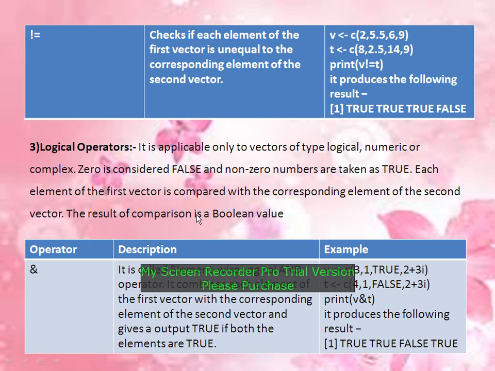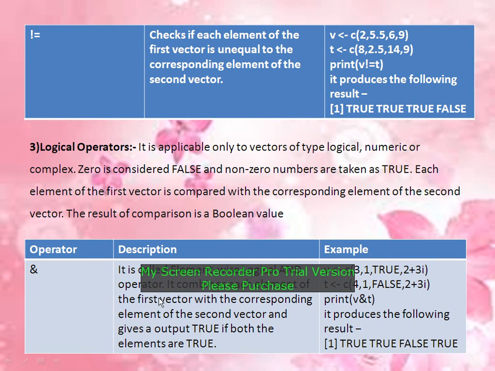Each element of the first vector is compared with the corresponding element of the second vector. The result of comparison is also a Boolean value. So we can see an example. The first logical operator is AND. It is called the element-wise logical AND operator.